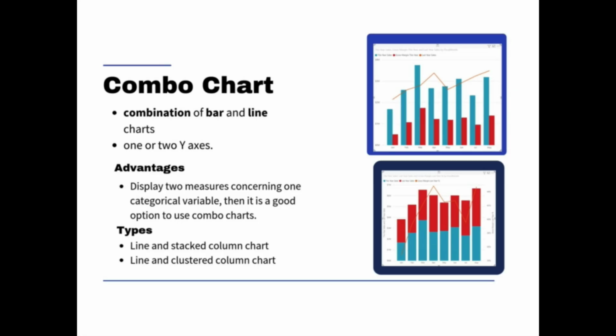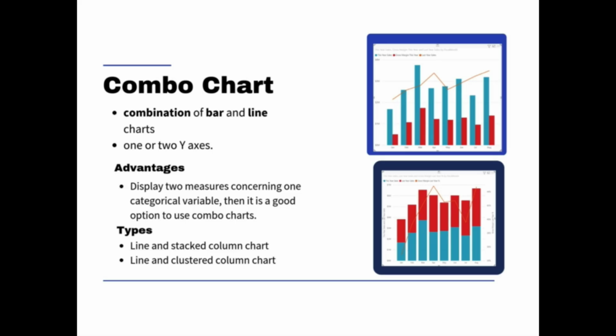Now, the fourth one is the combo chart. We know there are different combinations of bar and line charts, and it has one or two y axes. So the combo chart is our bar and line combination. What are the advantages we have? First, it will display two measures concerning one categorical variable. So when we have a categorical value relationship, then the combo chart is a good option.